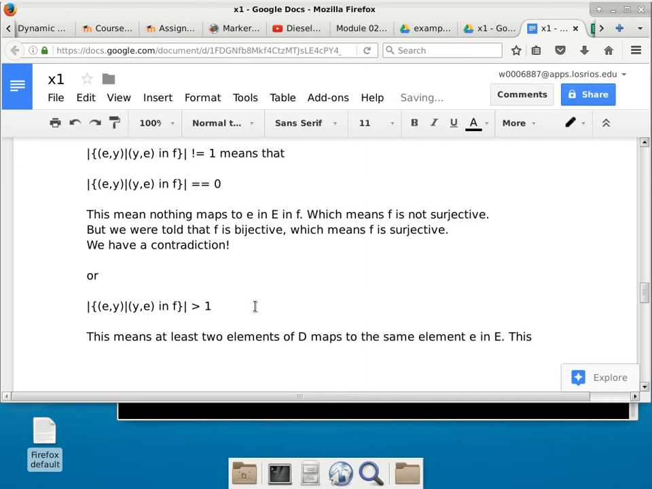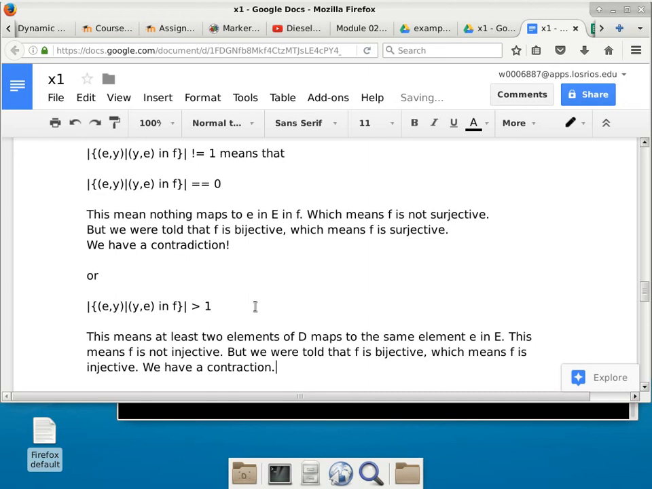Well, does it mean F itself is not a function? No, it is still a function. This means F is not injective. And then you can use the same argument: we were told that F is bijective, which means F is also injective. So we have another contradiction. So no matter which branch you go, you have a contradiction. Contradiction. There we go. Yep.